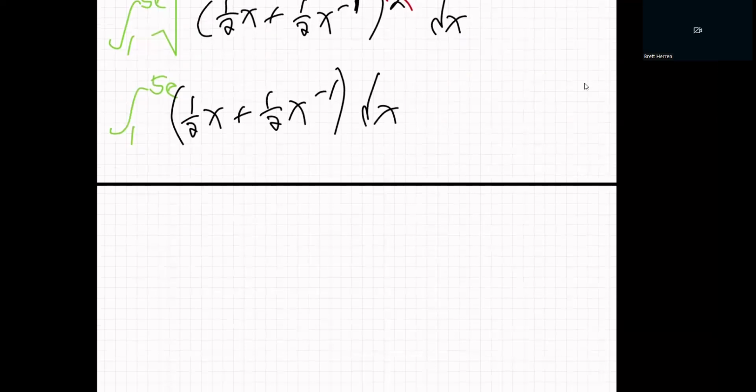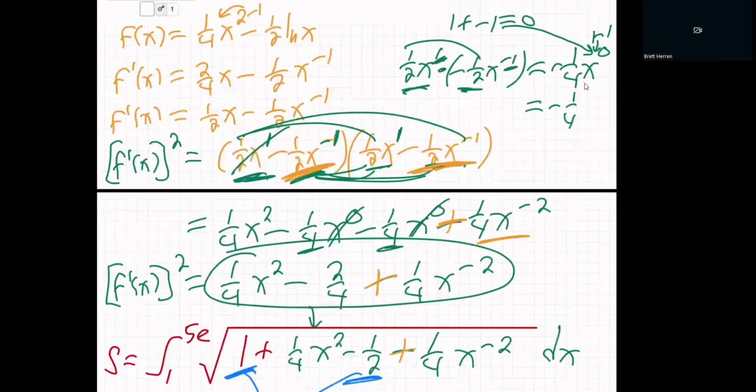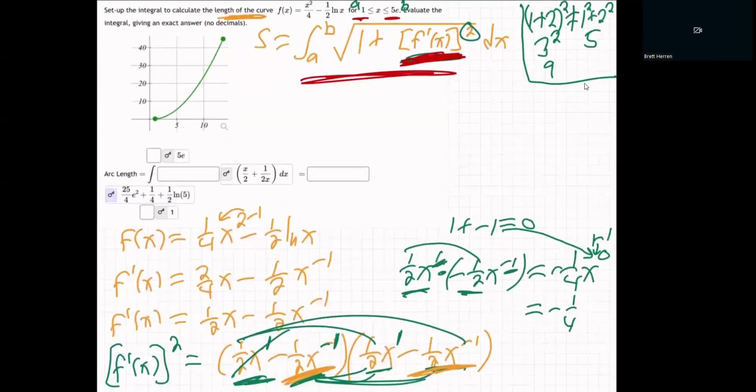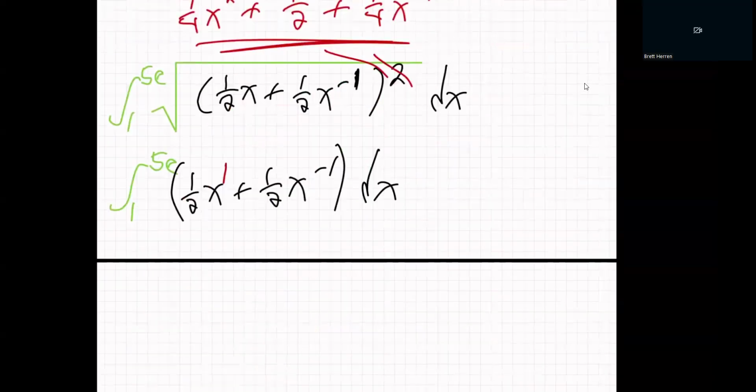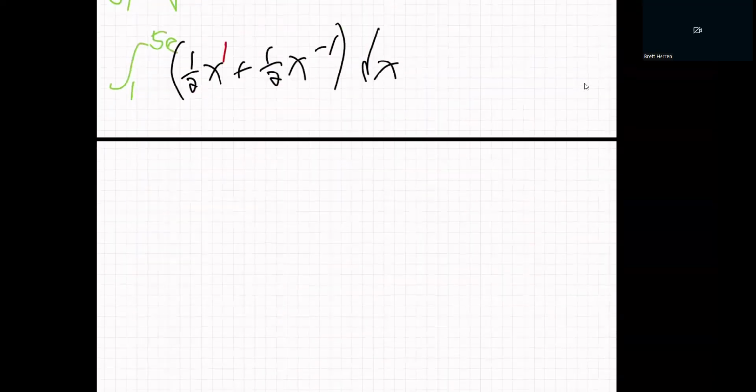Now we can just integrate this thing. How do we integrate it? Well, and by the way, we can't just type it into decimals. Why not? Because back in the beginning, it said evaluate the integral giving an exact answer, no decimals. So whenever it says exact answer, no decimals, we have to do it by hand. So now we got to do this by hand. How do we do this by hand?